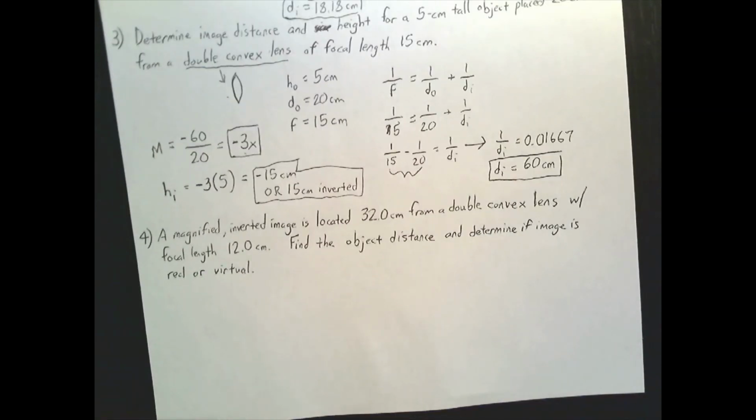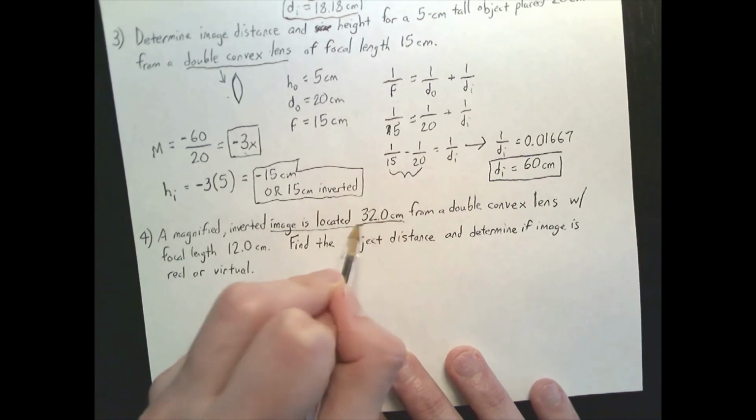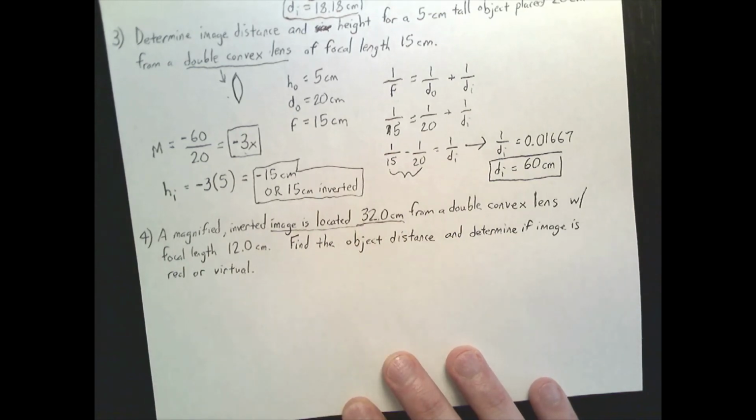Our last problem is going to switch it up a little bit on us. Here we have a magnified inverted image located 32 centimeters away from a double convex lens with focal length of 12 centimeters. So here we're told the image is located 32 centimeters away. So we're actually starting with DI and not DO like we have been for the past 3 problems. So we want to now find the object distance, DO, and we want to know if the image is real or virtual.